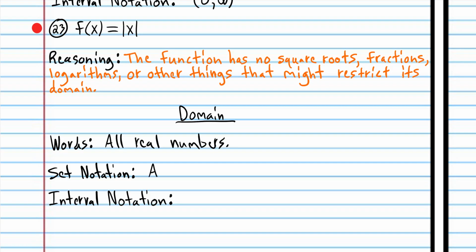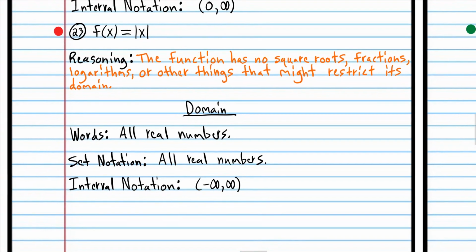In set notation, we don't use braces, we just repeat what we said in words, all real numbers. It's just traditional for mathematicians to write that instead of set notation in this scenario. And in interval notation, we write negative infinity, comma, infinity with parentheses. So this is kind of a special situation.